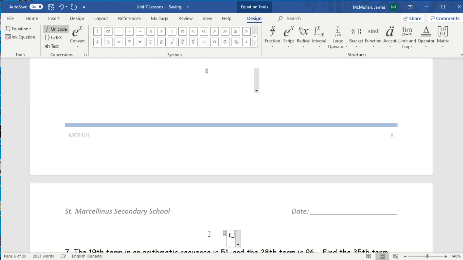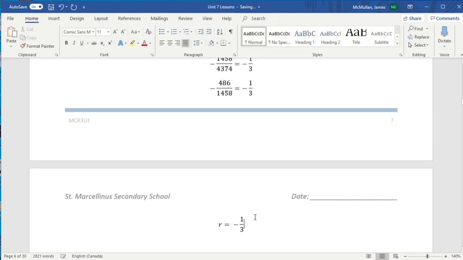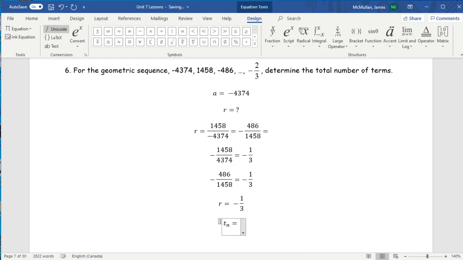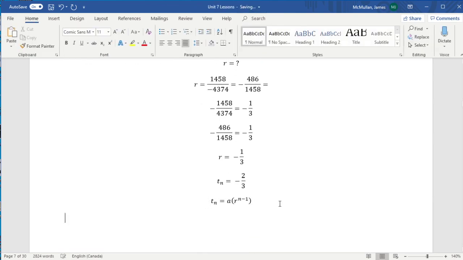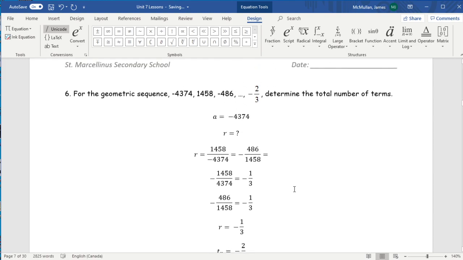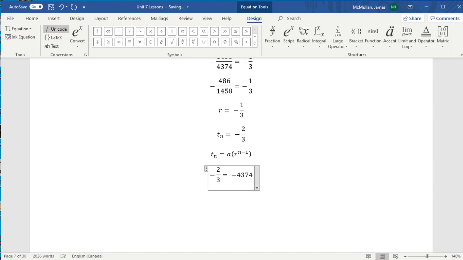Okay, so we know that Tn is equal to a times r, let's put r in brackets so we're not confused. That's the general term. Let's fill in what we know. Tn is -2/3, which is equal to -4374 times -1/3 to the power of n minus 1. Okay, so that's what we know.